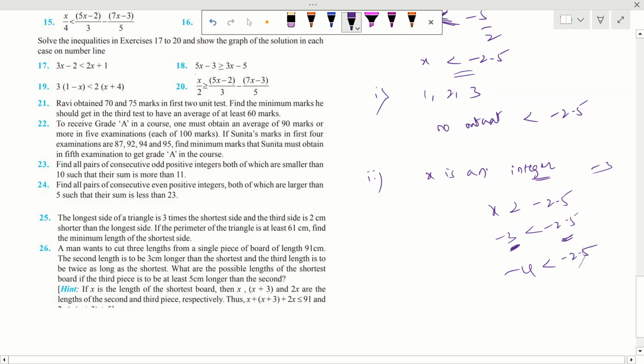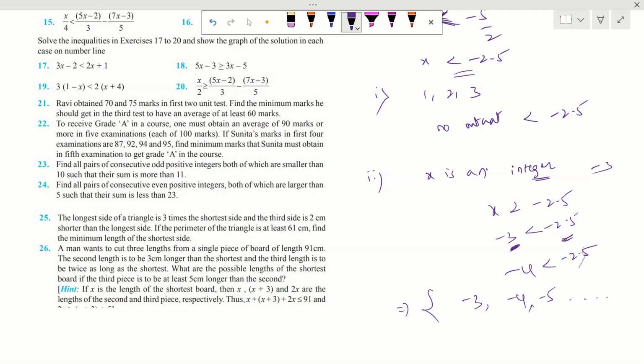Therefore we can write the solution set as minus 3, minus 4, minus 5, and so on. It goes on continuously up to minus infinity. This is the solution set for the second problem.